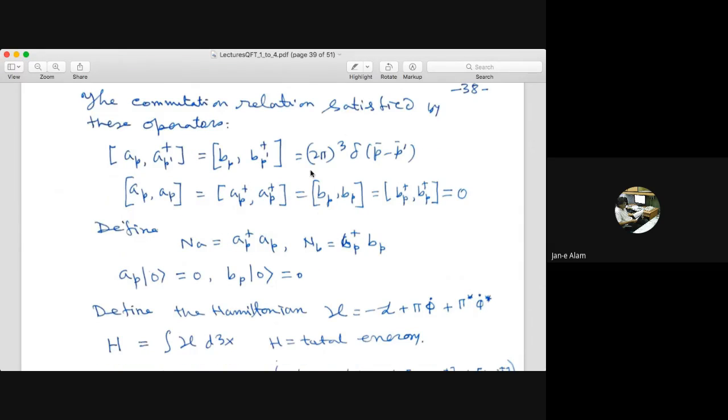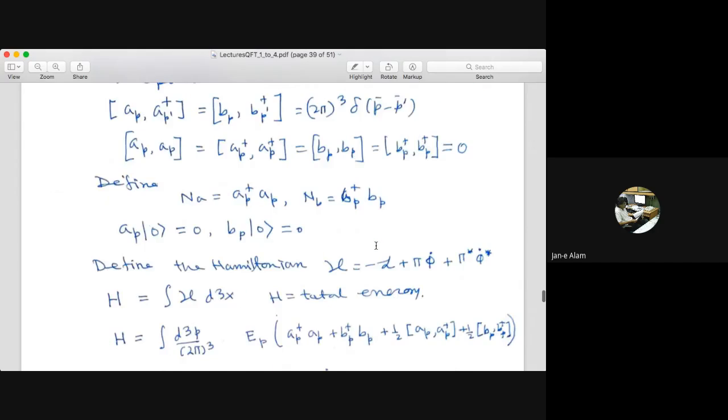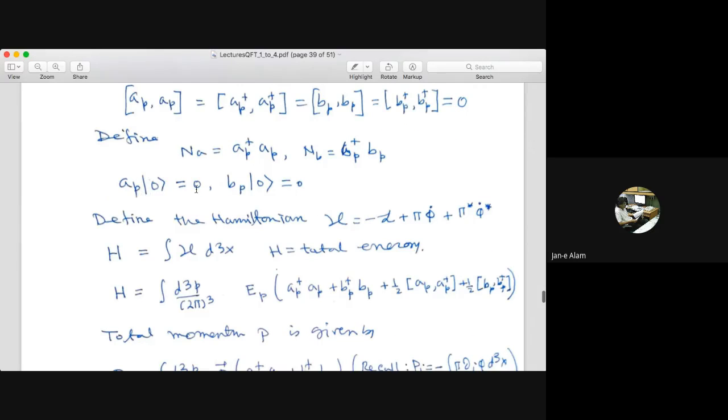And now, this is for A dagger, this is the commutation relation, and for B dagger, this is the commutation relation. All other commutators will be 0. Now I define a number operator N_A, for the A kind of particle, A_p dagger A_p, and for the B kind of particle N_B, another number operator, B_p dagger B_p. When A_p operates on the vacuum, it gives me 0, because in the vacuum I am assuming there is nothing, so there is nothing to kill. So when the annihilation operator operates on the vacuum it becomes 0, and B_p operating on the vacuum also gives me 0.